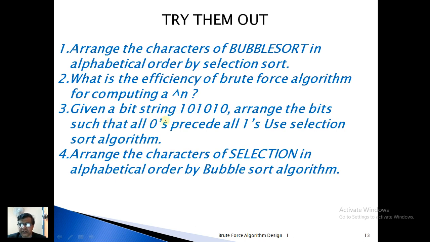And given a bit string 10 10 10, arrange the bits such that all zeros precede all ones. Use the selection sort algorithm. You have to take it out and explain each and every step. Pick this as the smallest element, then search among that. This is the position of the smallest element, exchange that. Something like that. You show literally how exactly the comparisons happen, so that every zero will be brought to the front and every one will follow them.